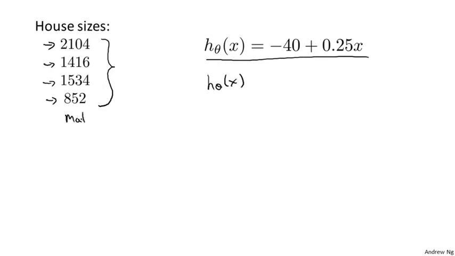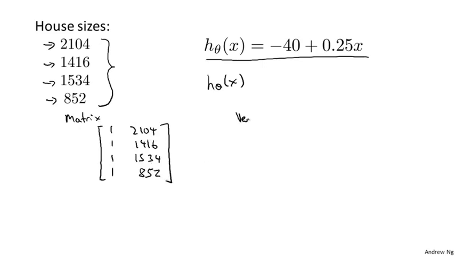I'm going to construct a matrix as follows. My matrix is going to be 1, 1, 1, 1 times, and I'm going to write down the sizes of my 4 houses here. And I'm going to construct a vector as well. And my vector is going to be this vector of 2 elements, that's these minus 40 and 0.25. That's these 2 coefficients, theta 0 and theta 1. And what I'm going to do is take this matrix and that vector and multiply them together. Right? That times is this multiplication symbol.